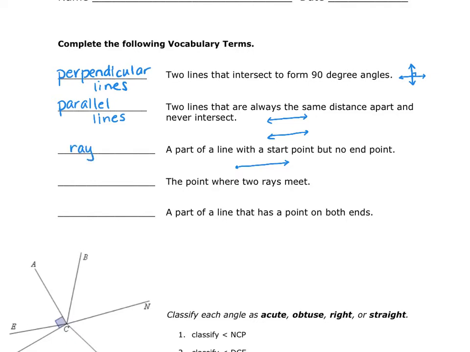The point where two rays meet. So remember we talked about rays and where they meet. Here's a ray, here's a ray, and this is where they meet. It's called the vertex.